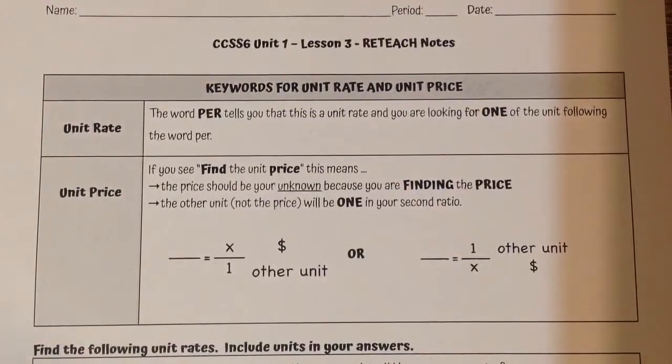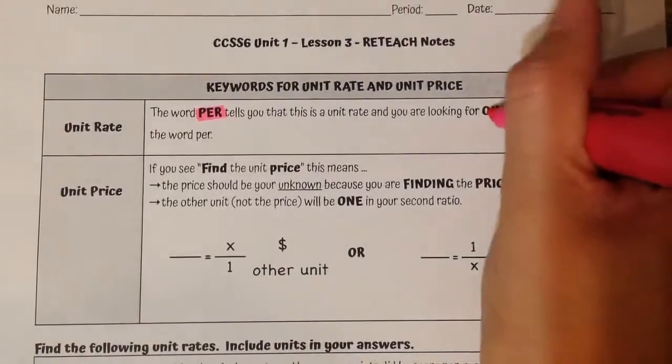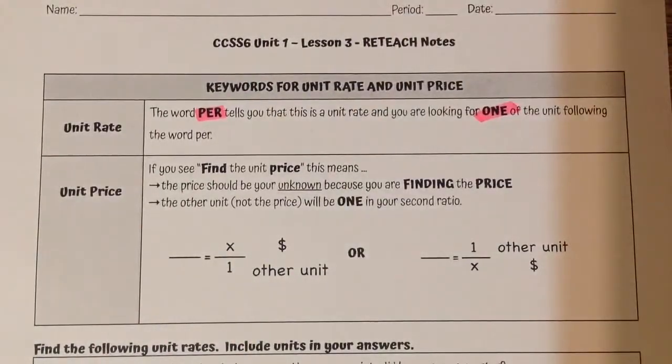Today we're going to take another look at unit rate, unit price, and unit conversion. So first we're looking at unit rate and unit price. Some reminders, some keywords to be looking for to know that you're solving for a unit rate or a unit price. For unit rate, the word per tells you that it is a unit rate and that you are looking for one of the unit following the word per.